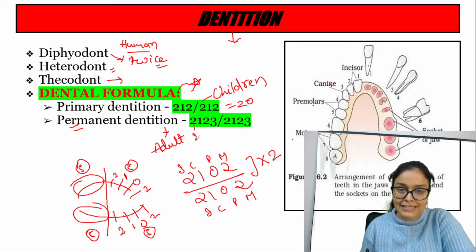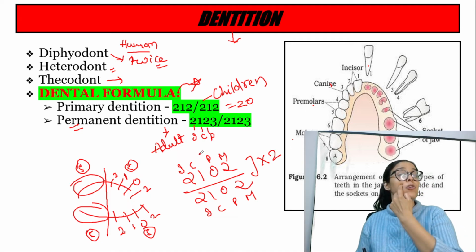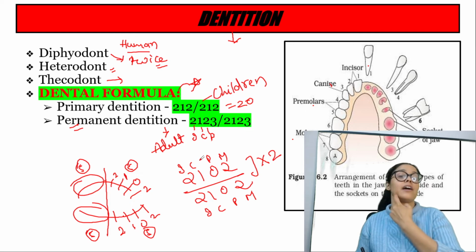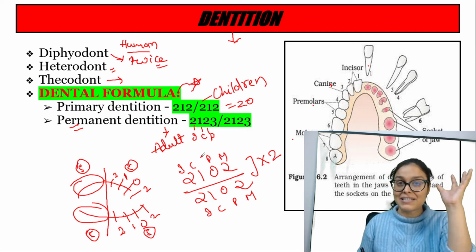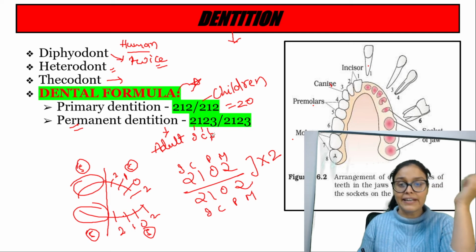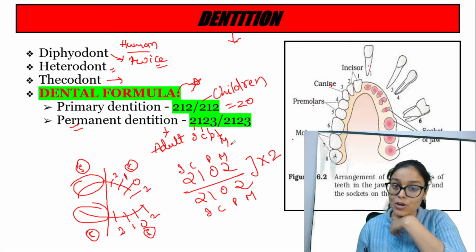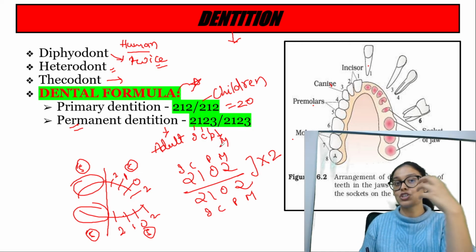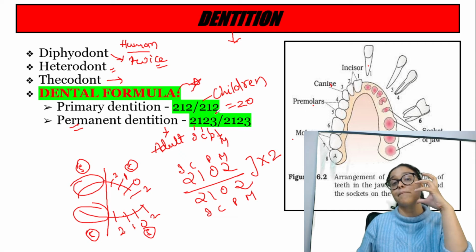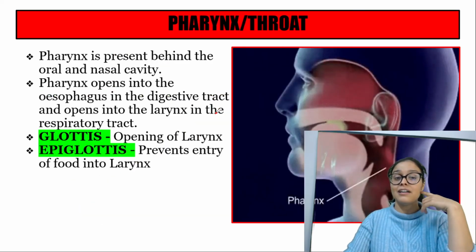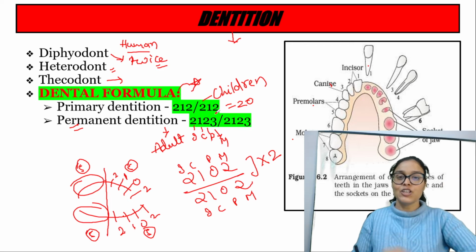So in adults, look, 2 1 2 3 means incisors, canine, premolars have come. So we are having 2 premolars here, 2 here, 2 here, 2 here. So total 2, 4, 6, 8, total 8 premolars present in the whole jaw, right? And molars 3, which means 1 extra molar has come. That extra molar which arises in the adult is the wisdom tooth, right? That is basically the wisdom tooth.